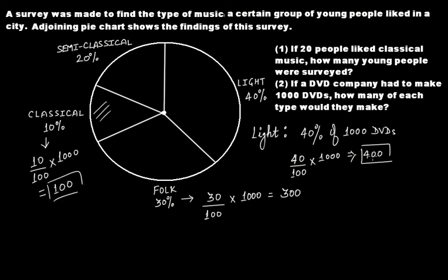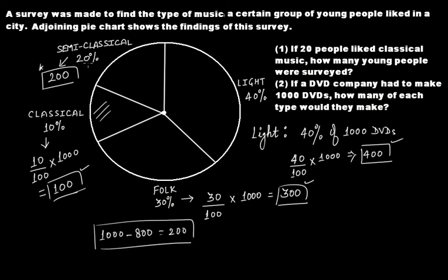So 400 plus 300 is 700, plus 100 is 800. So you have to make 1000 DVDs. For this one you simply can subtract 800 from 1000, because we know these numbers. This gives you 200. So for this you have to make 200 DVDs, and you can find this number either by this method, or you can simply do 20 by 100 times 1000. From here you also get 200.